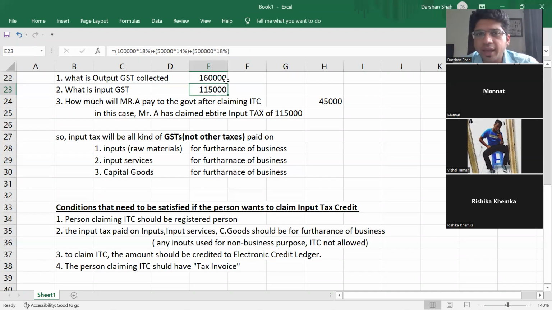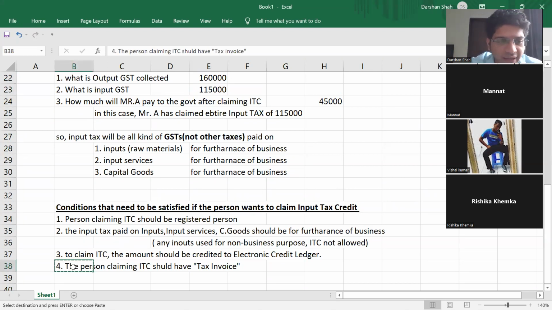Okay. And when he actually collects 1,60,000, then what will happen? The system will open up his electronic credit ledger. When Mr. A collects 1,60,000 from customers, the electronic credit ledger will be opened, and in that we will see how much input tax is showing, how much eligible input tax. Only the eligible input tax gets shown in electronic credit ledger. What is eligible, that we'll see.